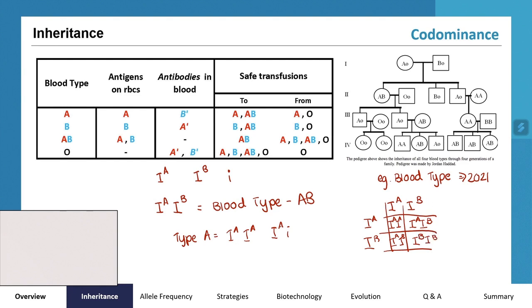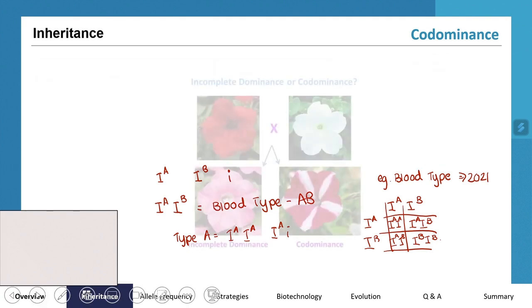And using Punnett squares, you can track what blood types might occur from different kinds of people. And there are some questions that we can look at later on in the lesson that show exactly that.